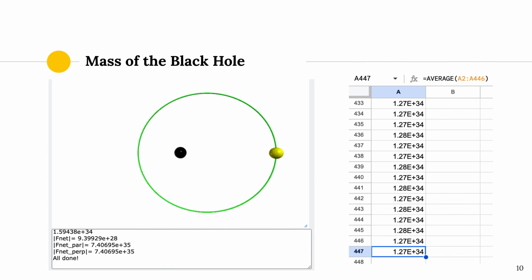There were a total of 445 values calculated for the mass of the black hole, so I calculated the average of these values to find the accurate numerical value for the mass of the black hole.